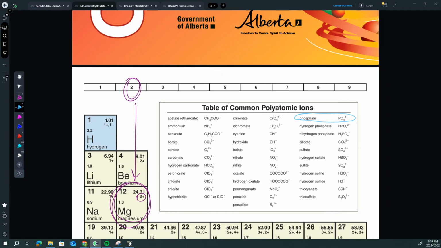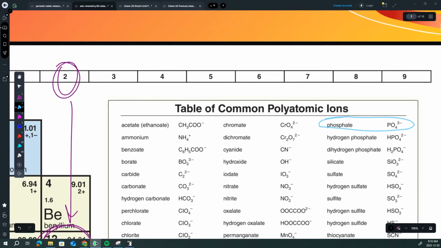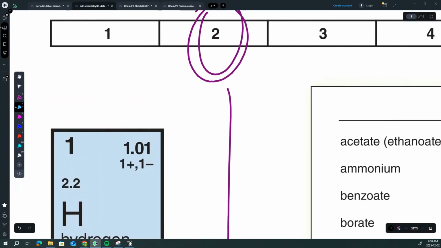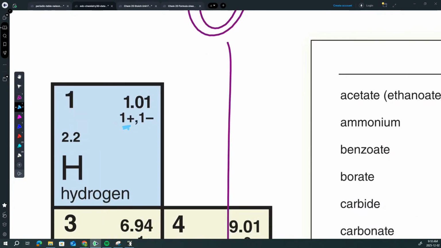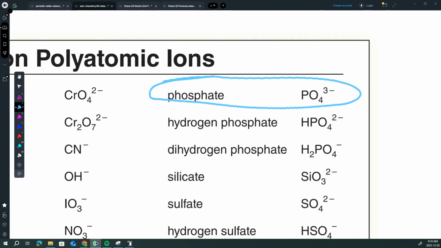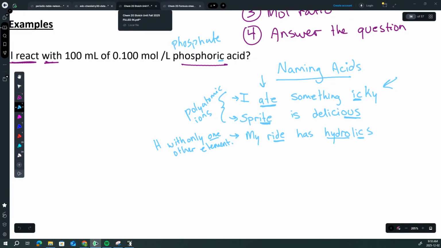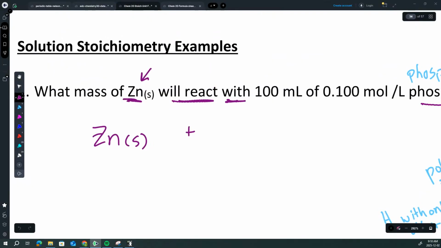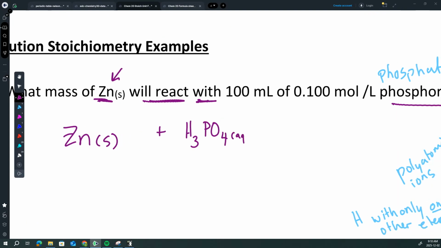And we're going to add enough hydrogens to balance out that 3 minus charge. Because hydrogen typically likes to have a +1 charge, we're going to add 3 hydrogens to balance out the 3- charge of phosphate. And then acids are always going to be aqueous.